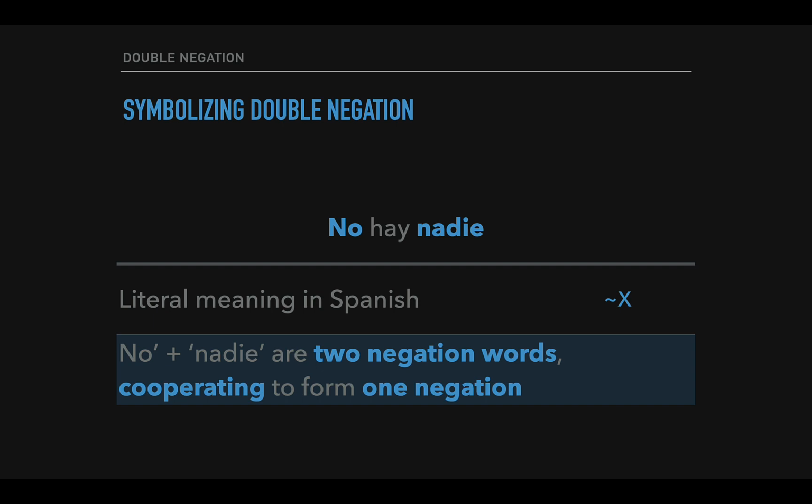So double negations are kind of tricky once we start thinking about them a little bit. There's their literal meaning in standard English. There's the emphasis use in standard English. Maybe in some dialects of English, the emphasis use is the only one that's available, and then in other languages like Spanish, what we might in some sense call a double negation is not, in our logical sense, a double negation. There's only one negation there, but there are two negation words working together to make one negation. So that's kind of complicated.